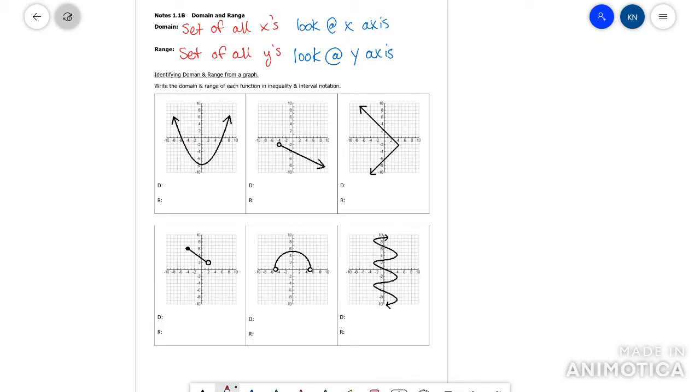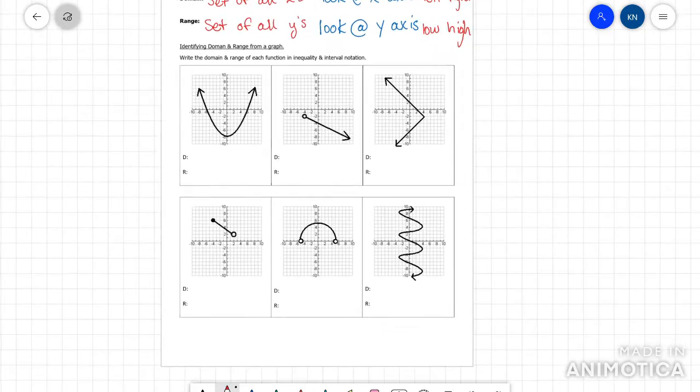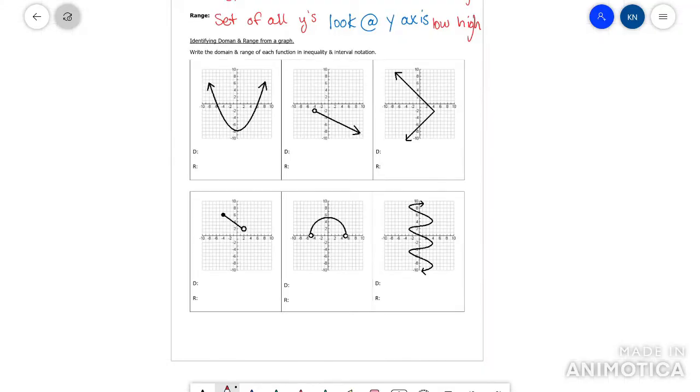Okay, also, a thing that I would really stress with domain and range, domain is how far left and how far right something goes. Range is how low and how high something goes. So just keep that in mind as we move through these problems. Okay, they wanted an inequality and interval notation. I'm not going to do that because if you watched my video already for 1.1a, you know how to write it both ways. I'm going to write everything in interval notation.